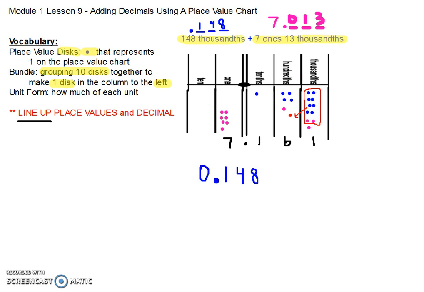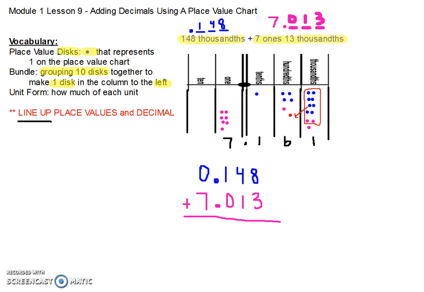And then I'm going to take my other number, 7 ones and 13 thousandths. My ones goes under my 0, which is also in the ones, my decimal, then a 0 in the tenths, a 1 in the hundredths, and a 3 in the thousandths.